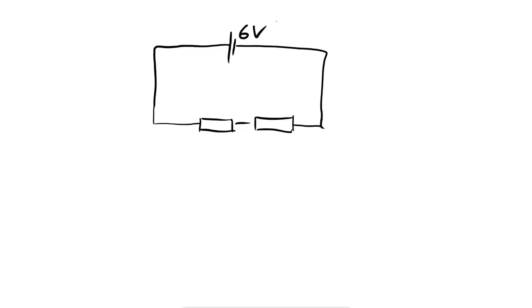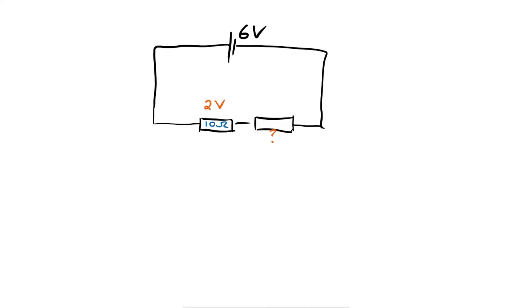Here we have a battery or a cell. They both do the same job. And this is a 6-volt battery. This is a 10 ohm resistor, and I can tell you the PD across it, the voltage, is 2 volts. So what can we find out about this second component, this second resistor?